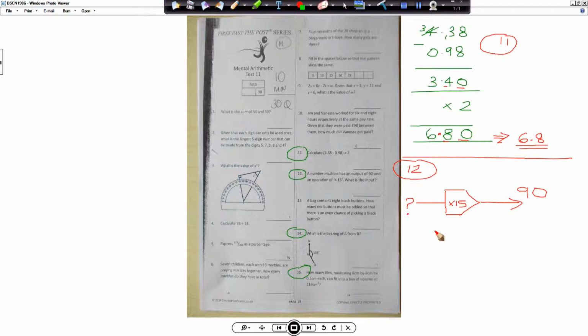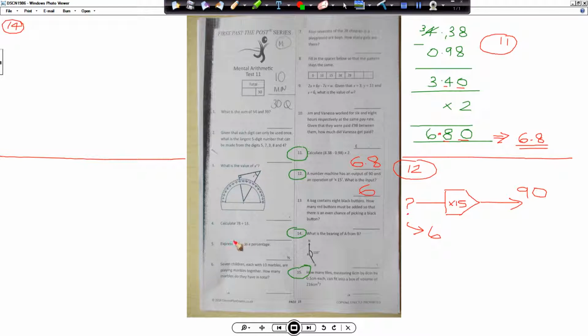So how many 15s go into 90? And the answer is 6. So the question mark will be equal to 6, and that's nice and straightforward. So 6 will go over here. And 6.8 will go here, those two answers. Okay, we've got 14 and 15. Let's put them on this side. So number 14.